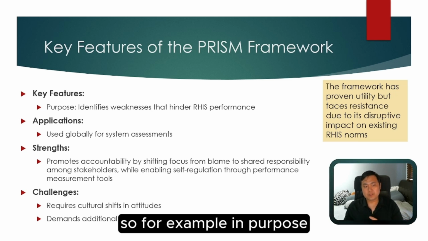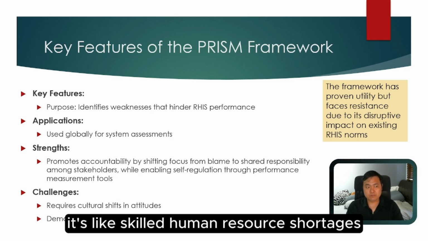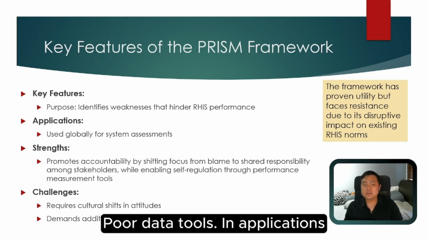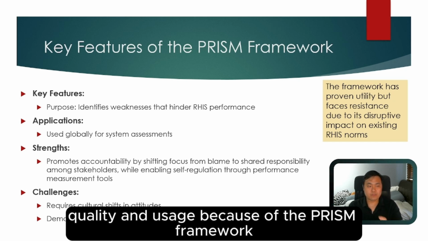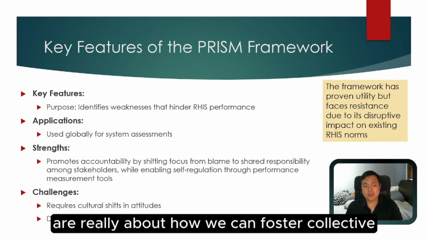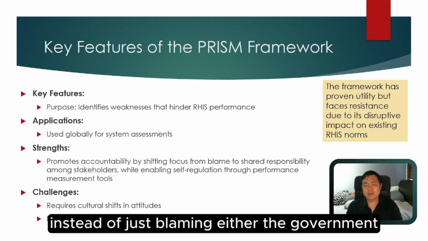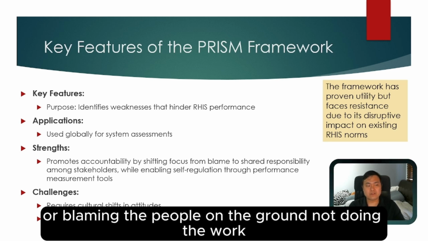So for example, in purpose, it's like skilled human resource shortages, poor data tools. In applications, Uganda also developed a checklist to evaluate the data quality and usage because of the PRISM framework. And challenges are really about how we can foster collective responsibility instead of just blaming either the government or blaming the people on the ground not doing the work.